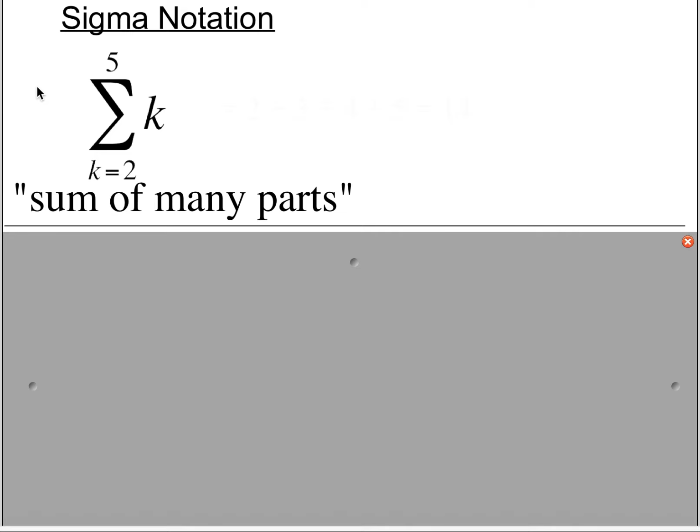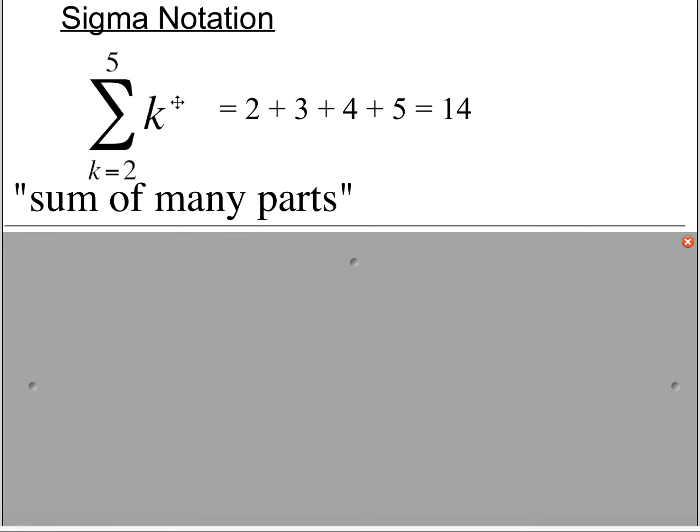Sigma is a Greek letter. It's used a lot in probability and statistics, and it means the sum of many parts. In this example, this is telling us to go from 2 to 5. We're going to plug 2 through 5 in for k, and add all the values together. That just means 2 plus 3 plus 4 plus 5, and we get 14.